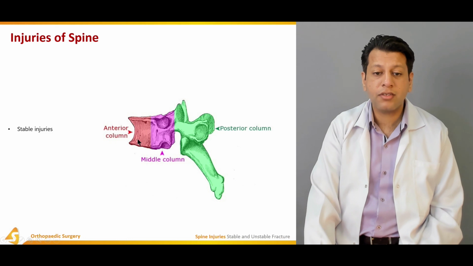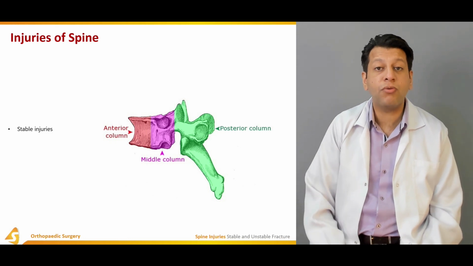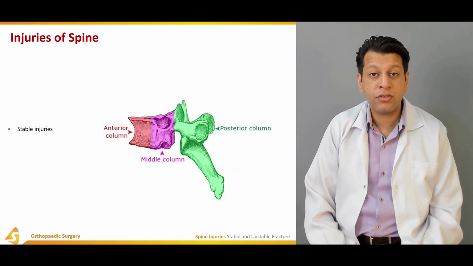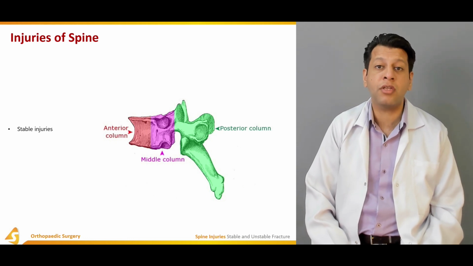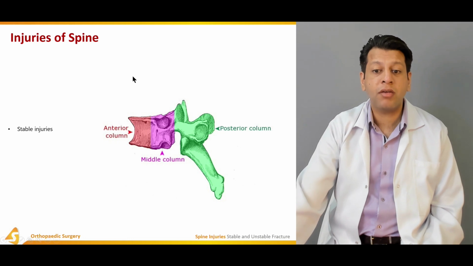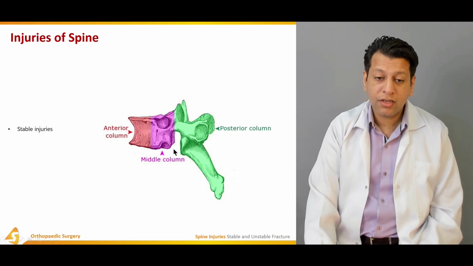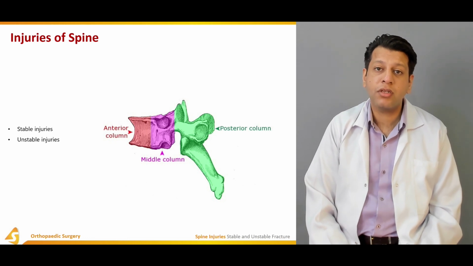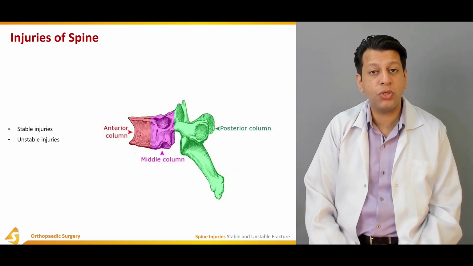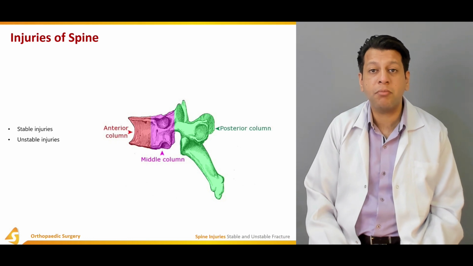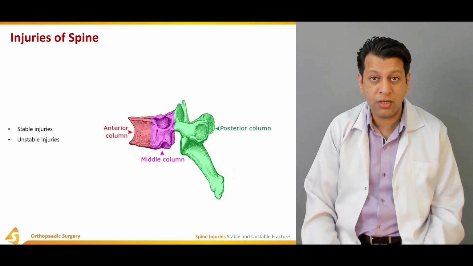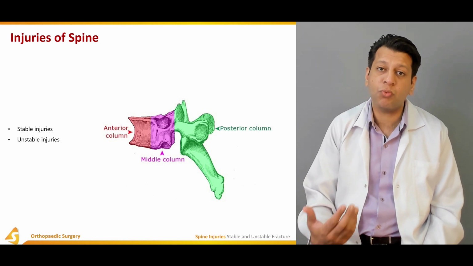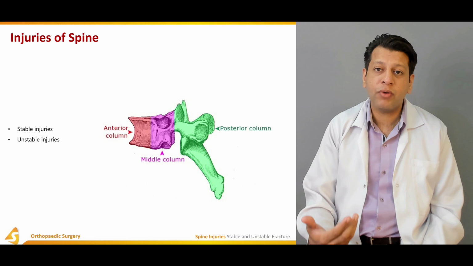Now, when we are discussing the stable injuries, they usually involve the anterior column only. Whether burst fractures or compression fractures of the anterior column, they are usually stable because there is not a lot of ligamentous disruption. Unstable injuries involve the middle and the posterior column. When the posterior or middle column is involved, it usually is unstable because there are multiple associated ligamentous injuries as well, and that makes the spinal fracture unstable.